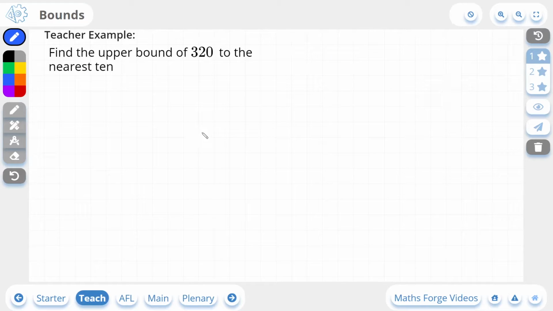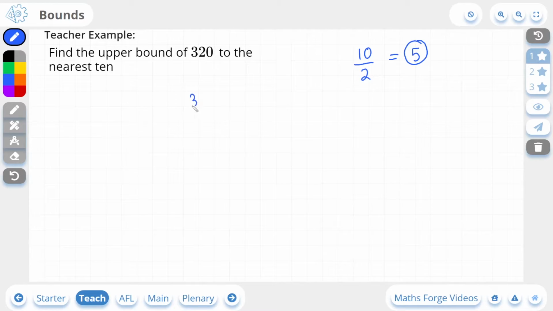If we do another 1-star example, here we're being asked to find the upper bound of 320 to the nearest 10. So nearest 10, our base value here is going to be 10. We're going to divide it by 2, we're going to half it. You're always halving your base value. This gives us 5. And this 5 is going to be the number we add or subtract to find the upper or lower bound of 320.